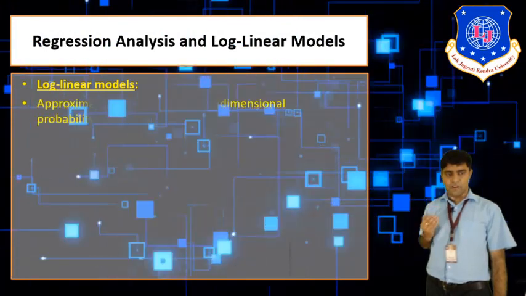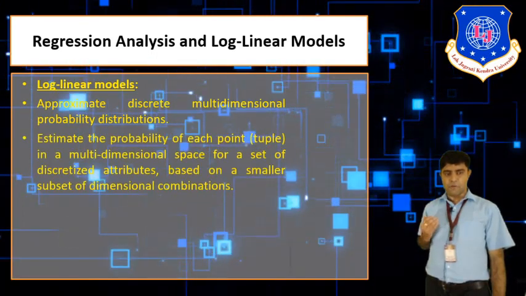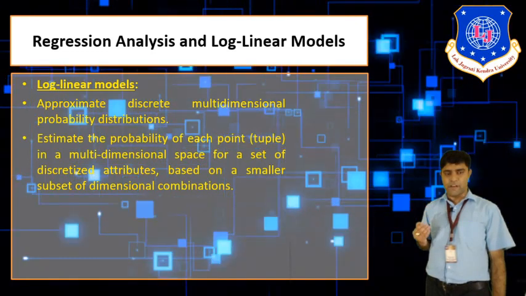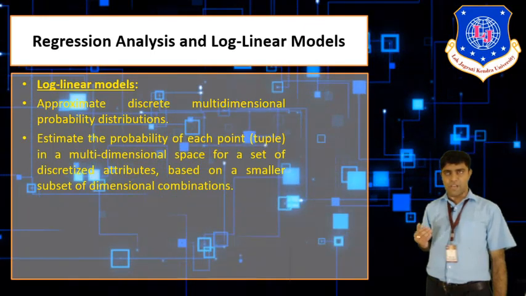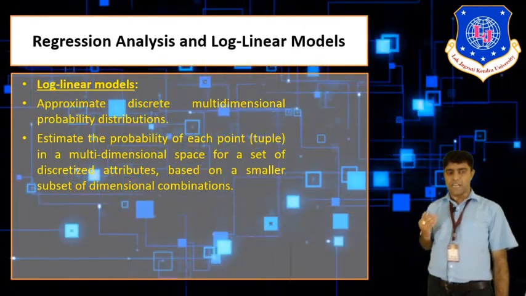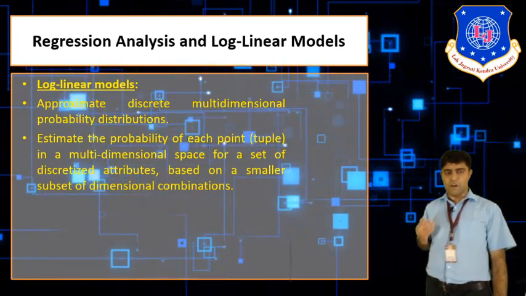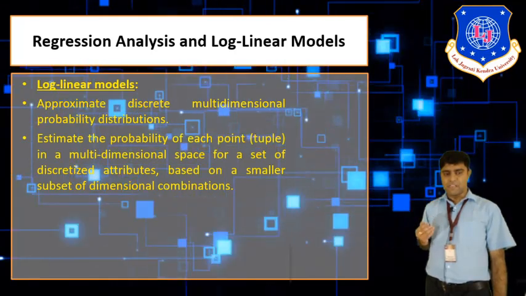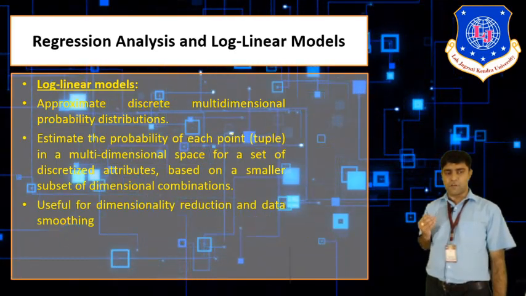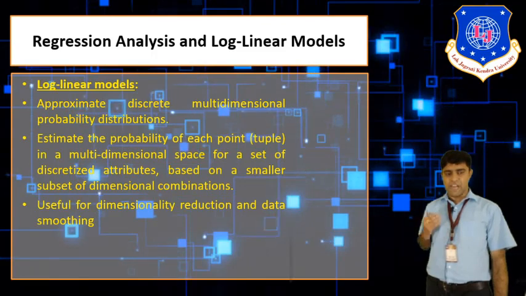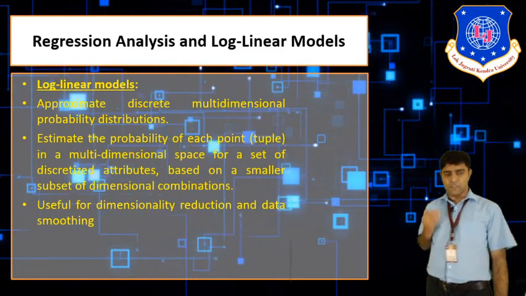Next is log linear models. They approximate discrete multidimensional probability distributions. They estimate the probability of each data point, that is called a tuple, in the multidimensional space. Multidimensional space means it has 2 dimensions, 3 dimensions or more, for a set of discrete attributes, based on a smaller subset of dimensional combinations. This is useful for dimensionality reduction. So log linear models are useful for dimensionality reduction and data smoothing. Data smoothing means noise or outliers are removed, that is called the data smoothing method.